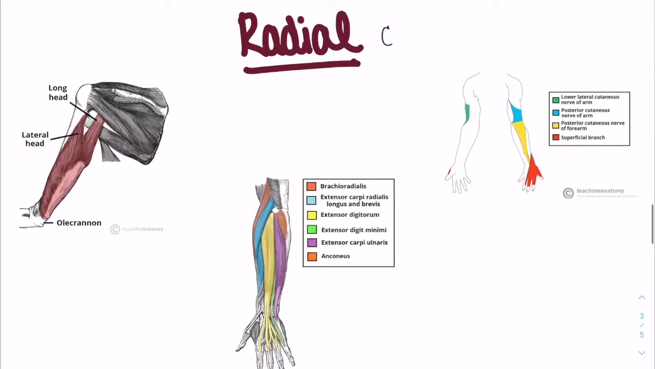Then we have the radial nerve, which is C5 through T1. Its general innervation is the posterior compartment of the arm and forearm, so the triceps shown here, and then many of the extensors shown here. Its sensory innervation is primarily to the posterior compartment, and a deficit here could cause weakness of arm, forearm, hand, or finger extension.